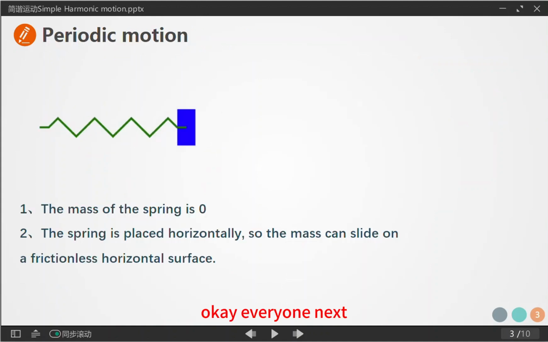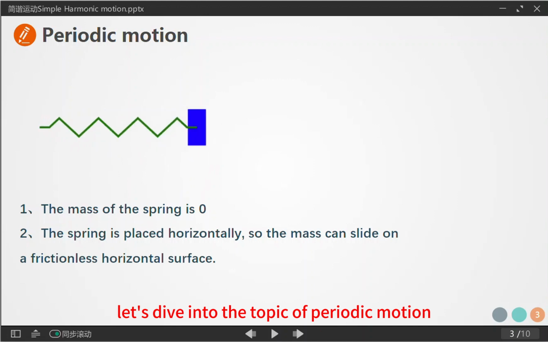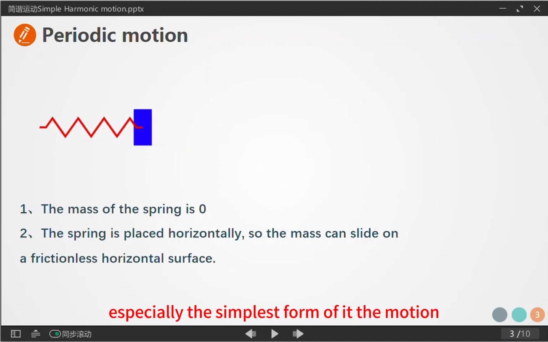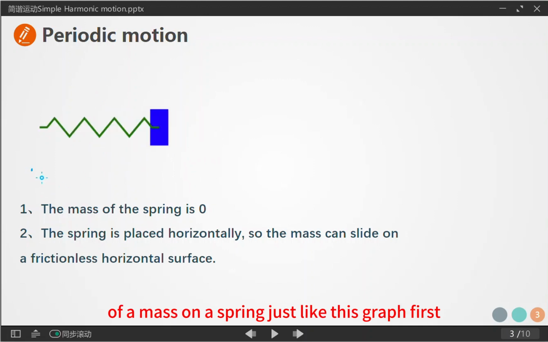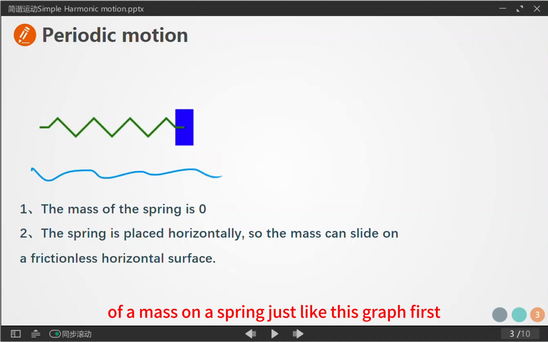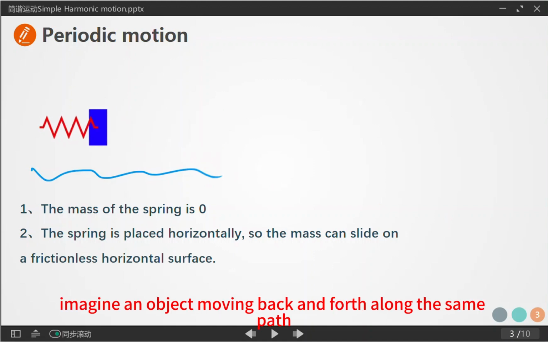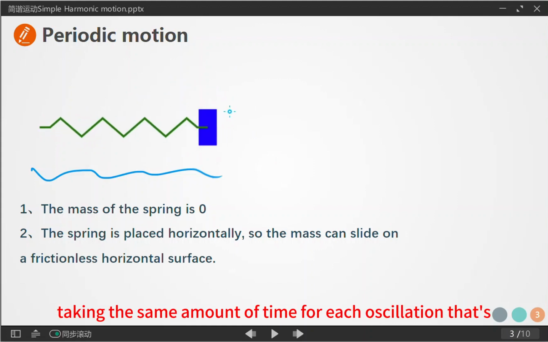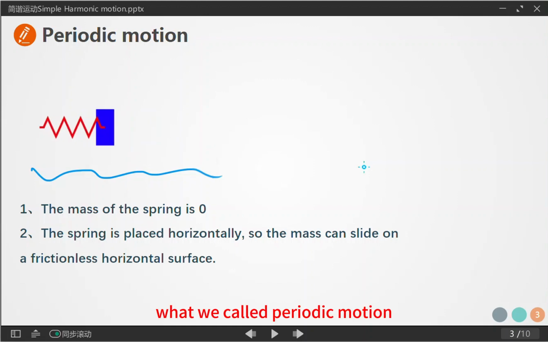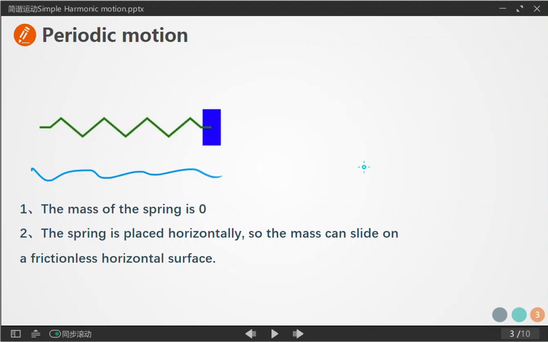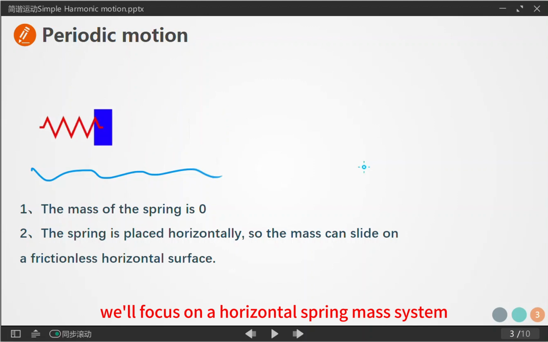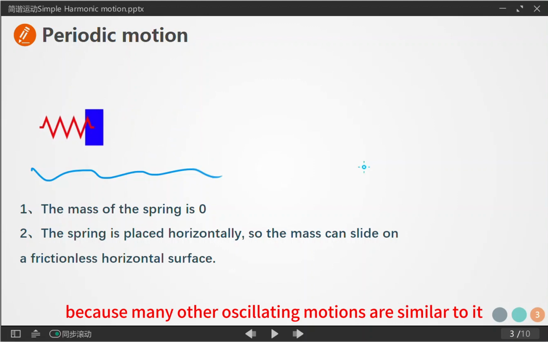Okay, everyone, next, let's dive into the topic of periodic motion, especially the simplest form of it, the motion of a mass on a spring, just like this graph. First, imagine an object moving back and forth along the same path, taking the same amount of time for each oscillation. That's what we call periodic motion. We'll focus on a horizontal spring-mass system because many other oscillating motions are similar to it.